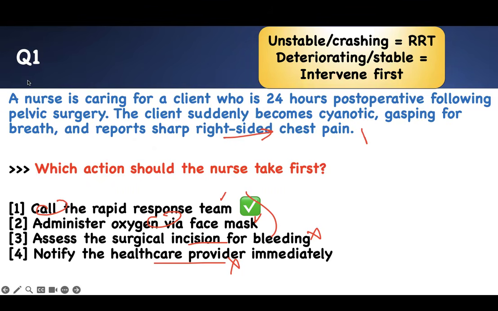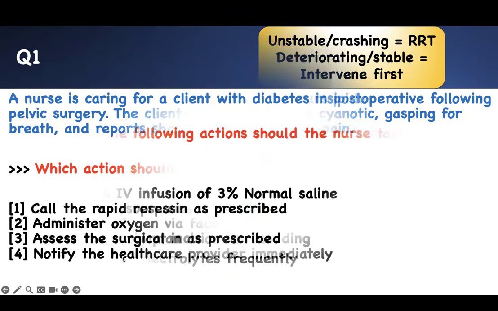Therefore, in this situation, the client is dying. He's turning blue, he's looking for air, and then has right-sided chest pain. We'd rather call for help, and then we can give them oxygen. Oxygen is not going to solve this problem. We need help as much as possible. This patient is dying. So number one is the right answer.